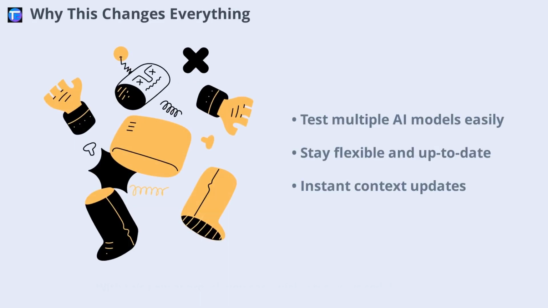With this new approach, you can quickly test your codebase with different AI models like Gemini, Claude, or ChatGPT. Just paste the same context into each tool and compare the results. This flexibility means you're no longer locked into a single platform or workflow. You can keep your code context up to date with a single command, making it easy to answer questions, debug issues, or generate documentation on the fly.